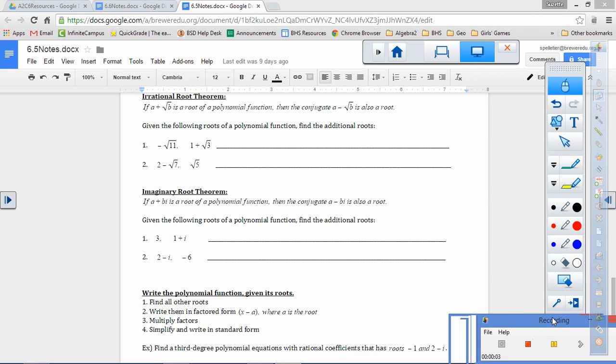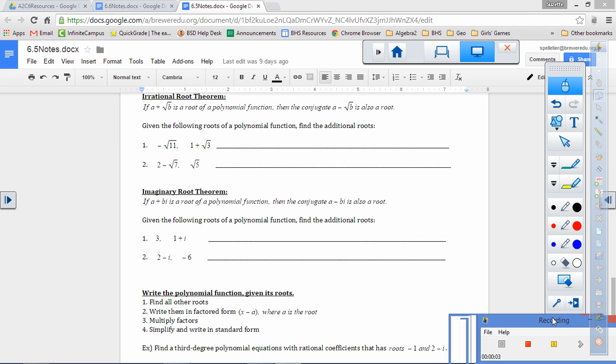Okay, so now we're going to talk a little bit about the irrational root theorem and the imaginary root theorem. So you already learned about the rational root theorem, which was finding a root for a polynomial so that you could then use that root to finish factoring the resulting trinomial and then figure out what all the rest of the irrational and imaginary roots are for a particular polynomial.